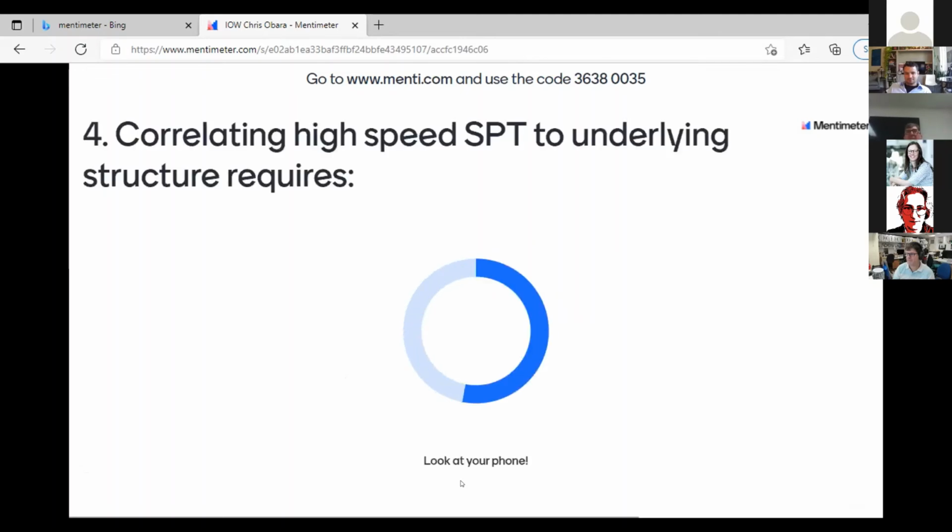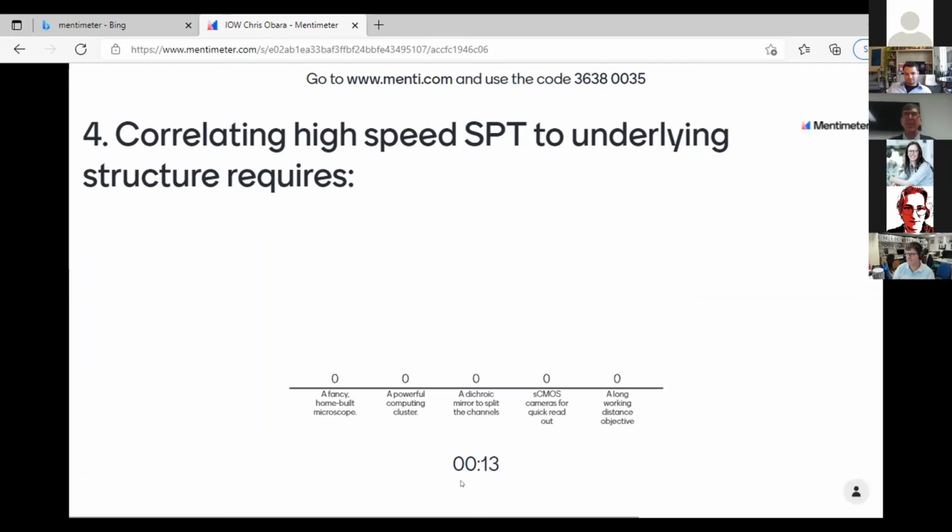Correlating high-speed single particle tracking to underlying structure requires... No, I know you definitely gave the right answer to this one because I heard it. A fancy home-built microscope, a powerful computing cluster, a dichroic mirror to split the channels, sCMOS cameras, or a long working distance objective.